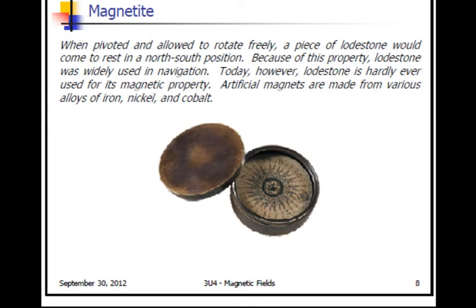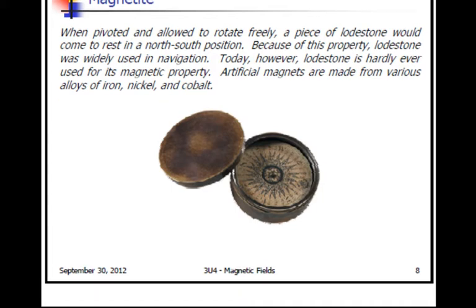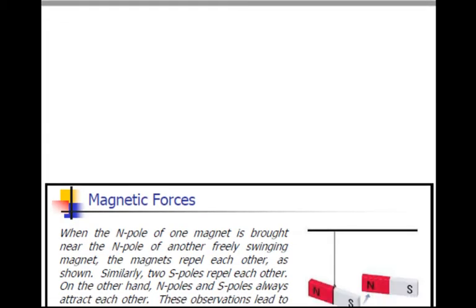When pivoted and allowed to rotate freely, a piece of lodestone would come to rest in a north-south position. Because of this property, lodestone was widely used in navigation. Today, however, lodestone is hardly ever used for its magnetic property. Artificial magnets are made from various alloys of iron, nickel, and cobalt instead, which can move a bit more freely than lodestone.